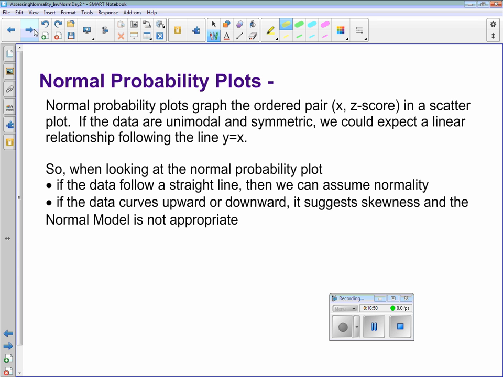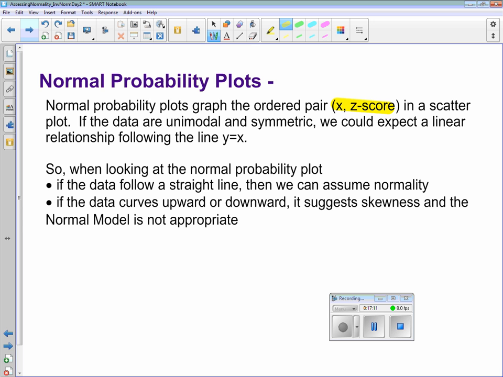It plots this ordered pair, by the way. And the calculator has the functionality to do it automatically for us, and I'll show you which plot that is. It's kind of nice, actually. So all we have to do is type in the data, and it's going to find the z-score that's associated with it and plot this point.